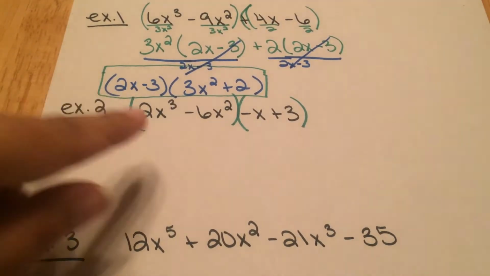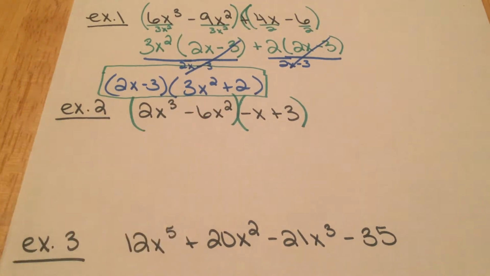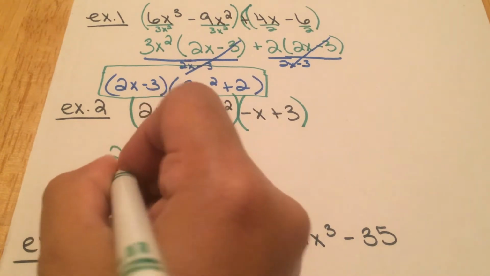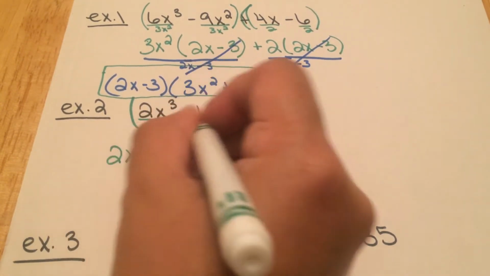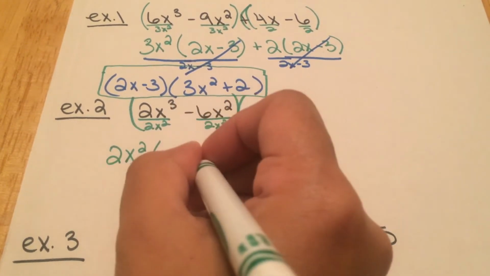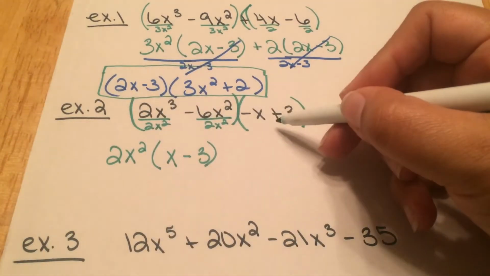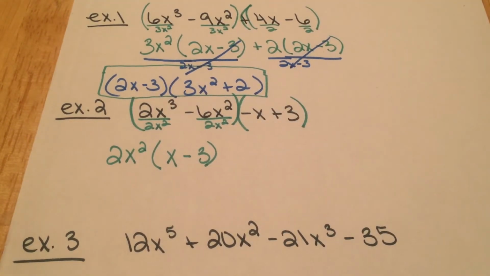Okay, first thing I want to do, what do 2x cubed and negative 6x squared have in common? Hopefully we're able to identify that they each have a 2x squared in common. So when I divide each of these by 2x squared, I'm going to be left with x minus 3.